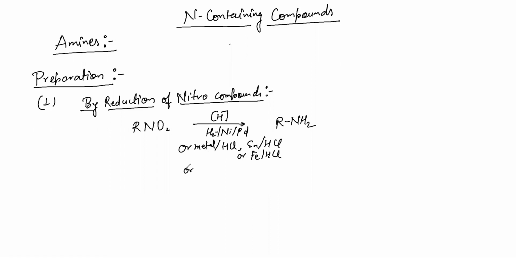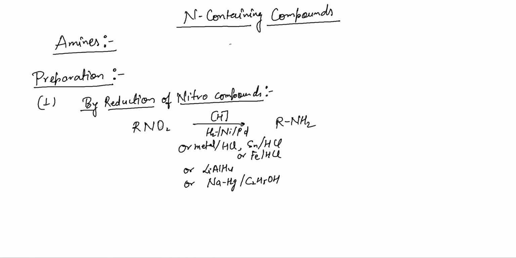Or if you want, you can use LiAlH4. This one will also do the job. LiAlH4 is a reducing agent. It will give you H minus. NO2 will be converted to NH2. Or you can use sodium amalgam with alcohol. This also you can use. So there are so many methods by which we can directly produce amine.